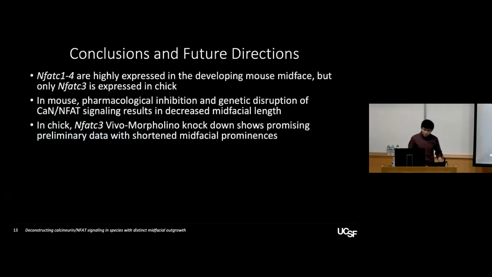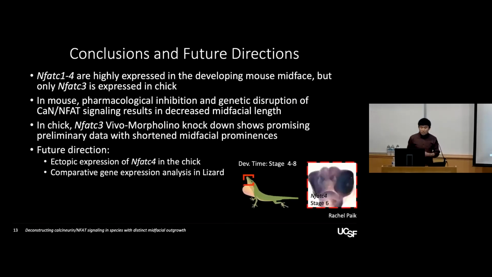In conclusion, I showed you that the NFTCs are differentially expressed in chick and mouse, and by using genetic and pharmacology, disrupting this pathway led to a decreased facial length in the mouse. And just now I showed you preliminary data in chick, also showing knockdown of C3 alone could lead to a shortened face. So other than introducing C4 in the chick, I'm starting to look at a third species that has similar facial structures to the mammals, and that is the lizard. And I've already been able to see strong C4 expression there. So these are ongoing experiments.